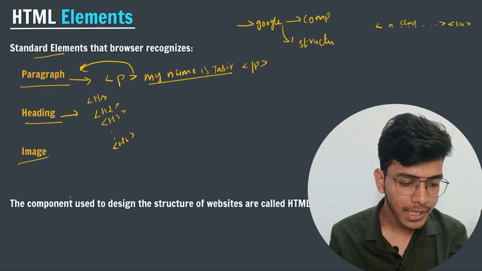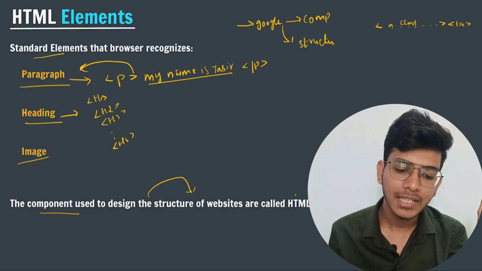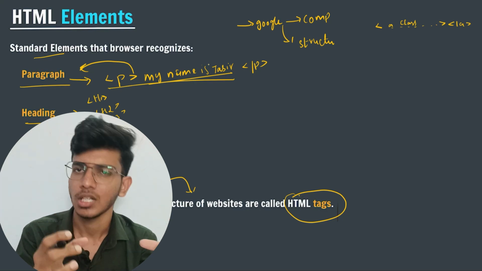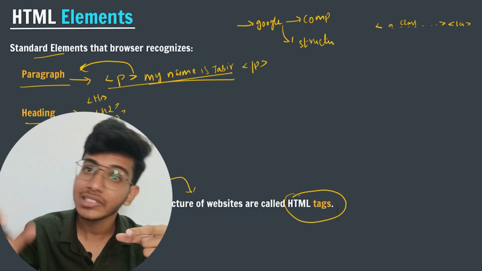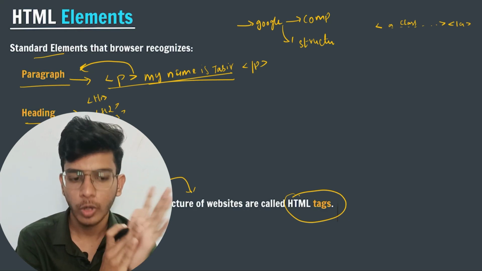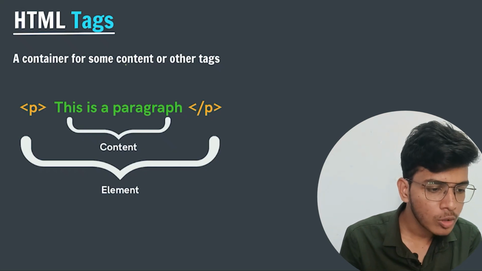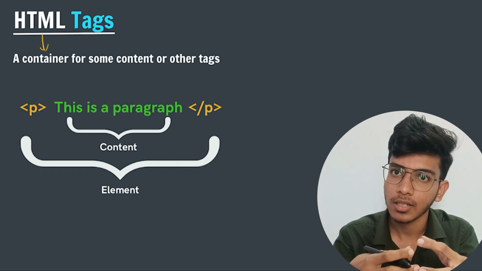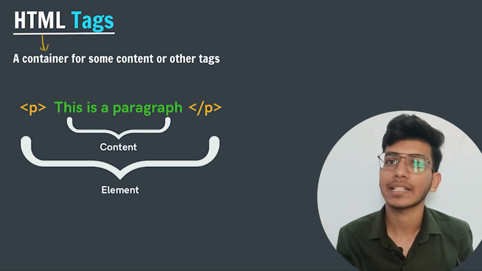The components used to design the structure of the website are what we call tags. So this p, where I'm writing some para, is known as an HTML tag, and it is a component used to represent the structure and elements of my web page. Now let us talk about how we can write tags. You can consider a tag as a container which stores the content in your web page. Whatever you are writing, you write that content in your tags.